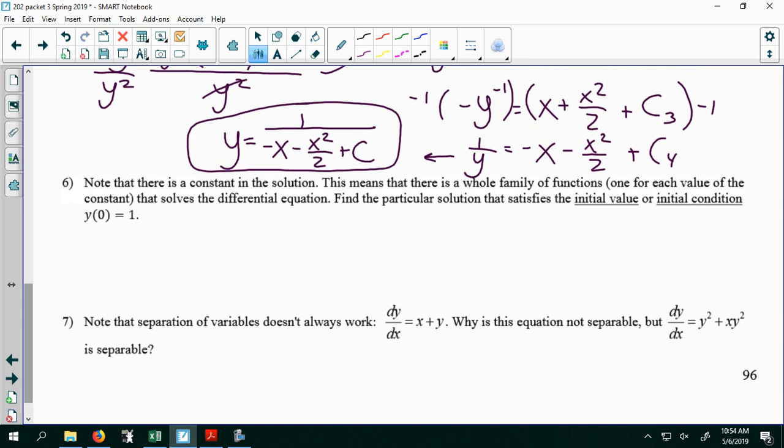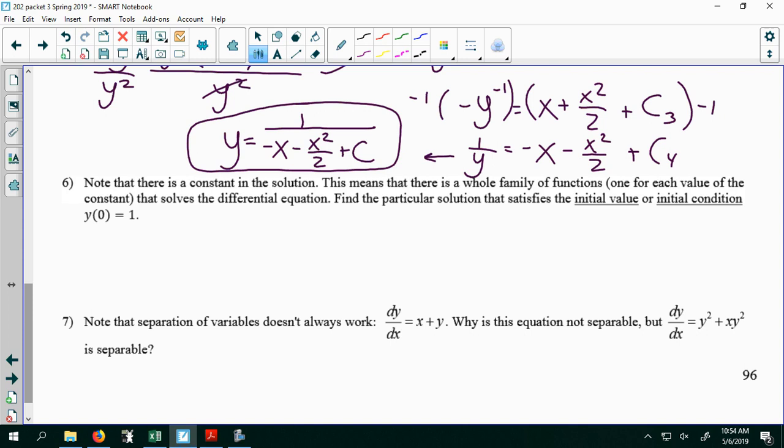Okay, so there is a constant in the solution. Maybe you called it C4, maybe you call it K, it doesn't matter what you call it. There's some arbitrary constant in there. That means that there is a whole family of solutions to this differential equation, one for each value of the constant. So there's infinitely many solutions here.